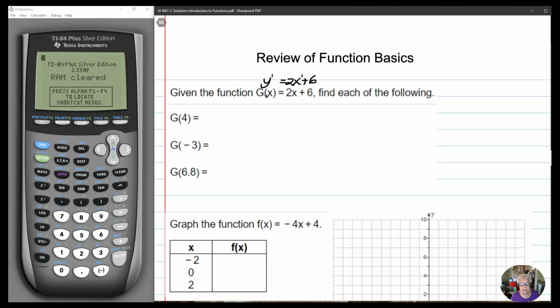And what that permits us to do is look in the parentheses and know what number we're supposed to substitute for x. So g of 4 is 2 times 4 plus 6. And g of negative 3 is 2 times negative 3 plus 6. And g of 6.8 is 2 times 6.8 plus 6.